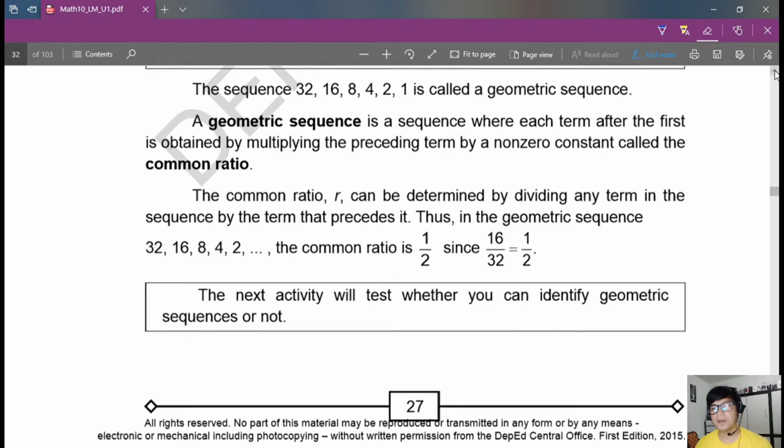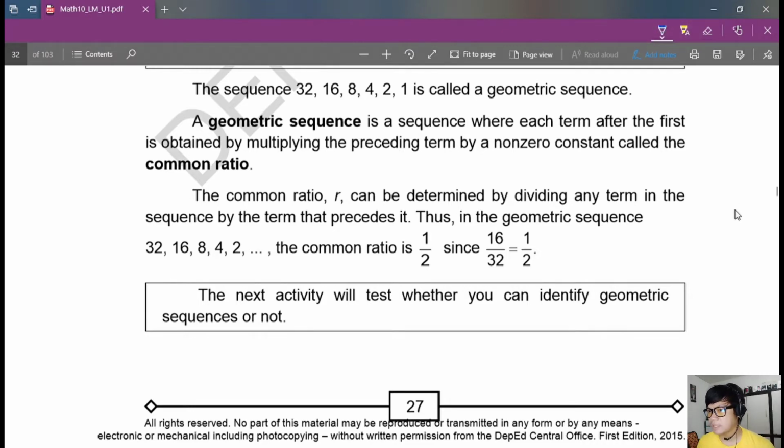Good day, everyone. So we are done with the arithmetic sequence. We will now proceed to the other type of sequence, which is a geometric sequence. So the sequence 32, 16, 8, 4, 2, 1 is called a geometric sequence. So bakit nga ba siyang tinawag na geometric sequence?